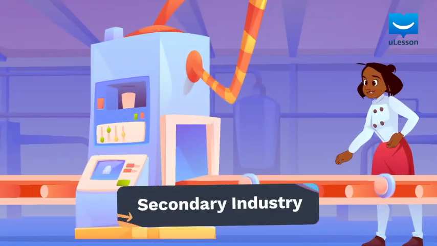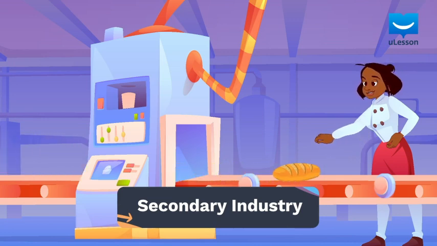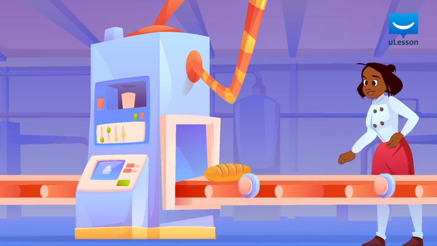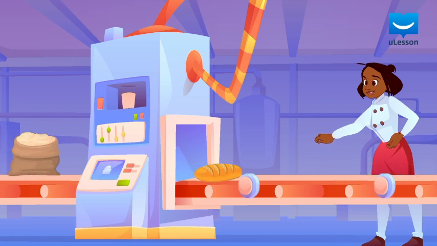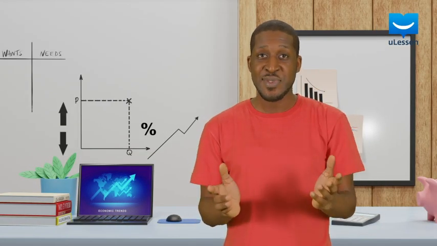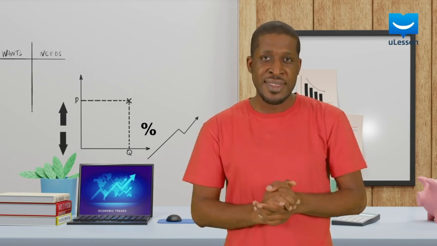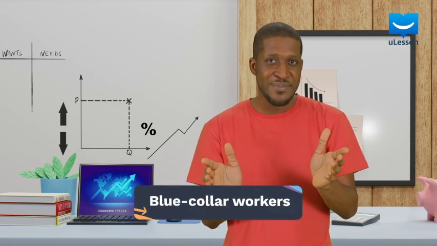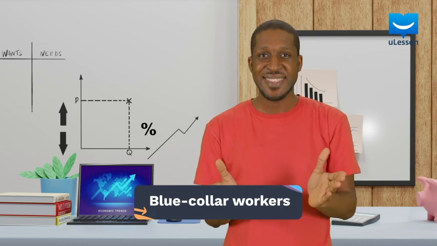Next, we have the secondary industry, where economic activities revolve around adding value to natural resources by transforming the various raw materials into usable and valuable products. These activities are done through several processing, manufacturing, and construction industries. The workers belonging to this industry are normally called blue-collar workers.